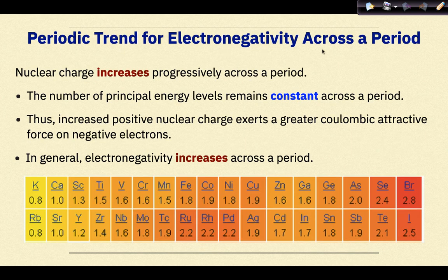Periodic trends for electronegativity across a period. Nuclear charge increases progressively across a period. The number of principal energy levels remains constant across a period. Thus, increased positive nuclear charge exerts a greater coulombic attractive force on the negative electrons. In general, electronegativity increases across a period. So we can see across period 4, the electronegativity values in general, and it's not a perfect trend, but in general will increase as you go from left to right. So even looking at period 5, starting here with rubidium and ending with the element iodine, we can see the general trend that the electronegativity values will increase.